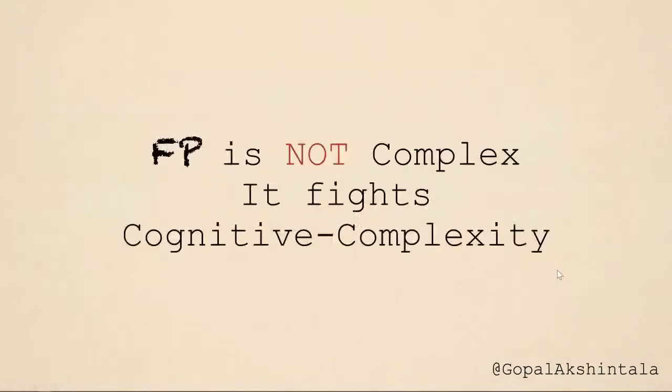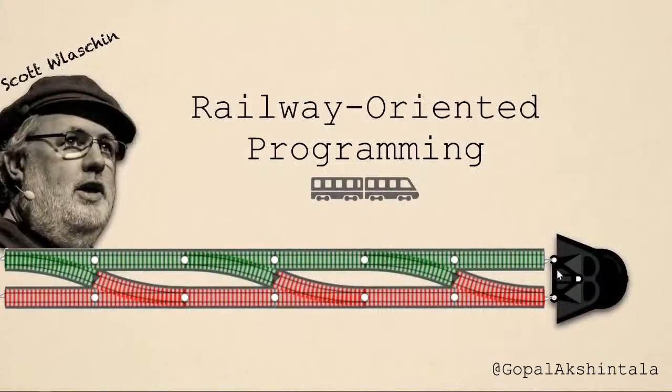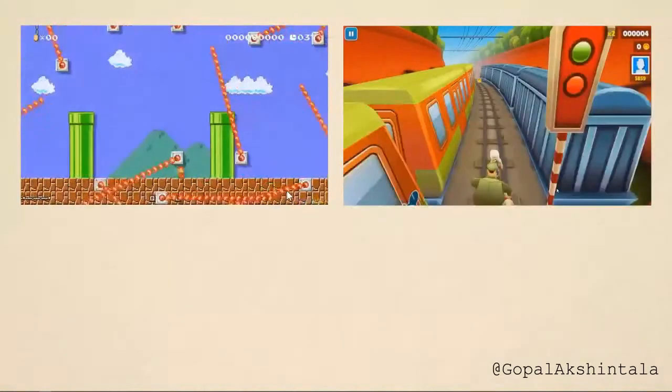So, with that said, FP is not complex. It fights complexity, cognitive complexity especially. And we got minimum cognitive complexity with the same time complexity. This is popularly known as railway-oriented programming, coined by Scott Wlaschin, who is popular in the F# world. I really recommend you go and watch his talk, where he talks about similar concepts. So it's inspired by that, and that's an implementation in Kotlin as well.